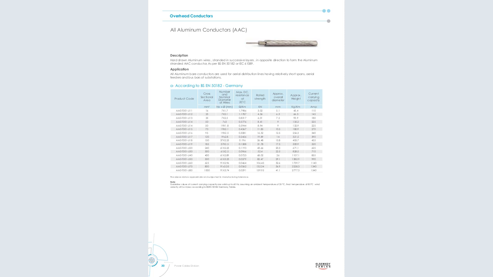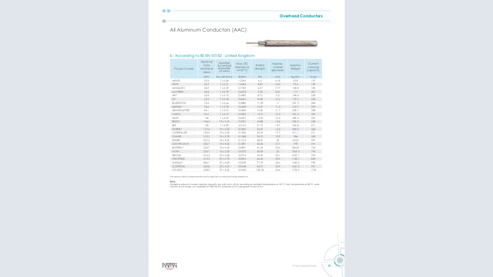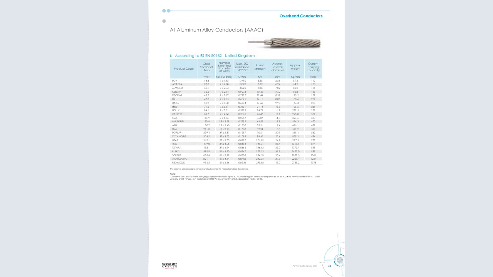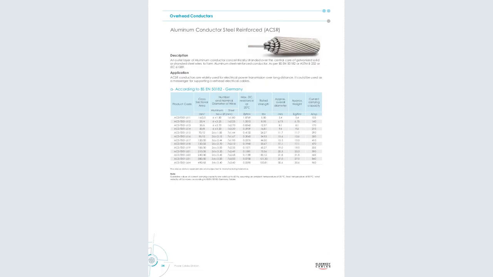Aluminum conductors. I'm now showing you the description and the codes and the tables that we were talking about. Remember, we had talked about these tables and how we can pick them and know the exact size of conductor that you need, depending on the supply. These are the different types of cables that we have. All aluminum alloy conductors, that is the AAAC cables, are there.